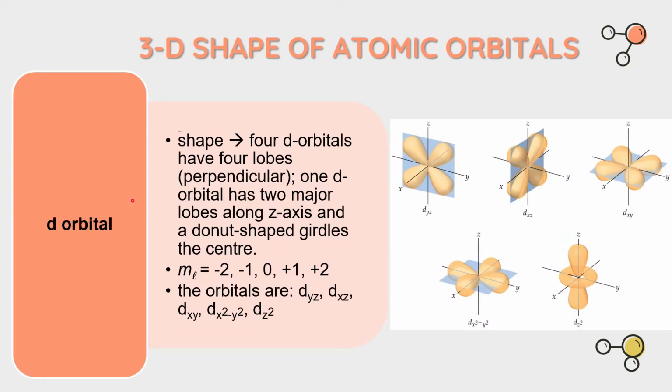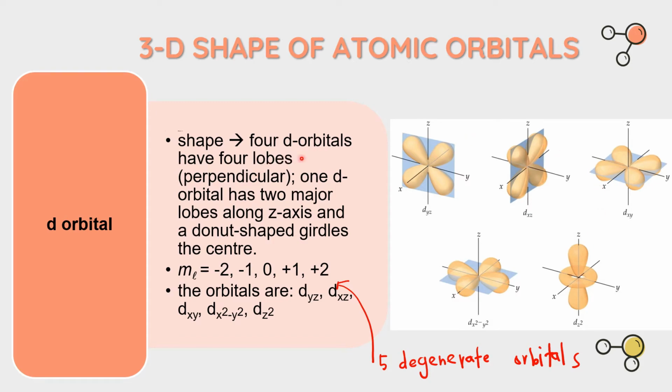D orbital is obtained when L equals to 2. So when L equals to 2, ML will take the value from -2 until +2. So here we have 5 numbers in the value of ML. So these 5 numbers are referring to 5 degenerate orbitals. And these 5 degenerate orbitals can be labeled as dyz, dxz, dxy, dx squared minus y squared, and dz squared. So basically, these are the 3D atomic orbitals for d orbital.